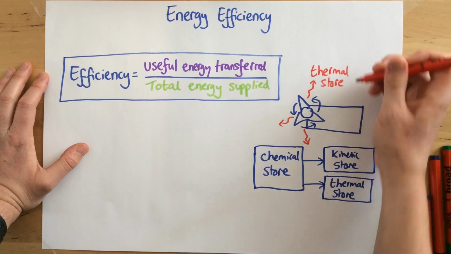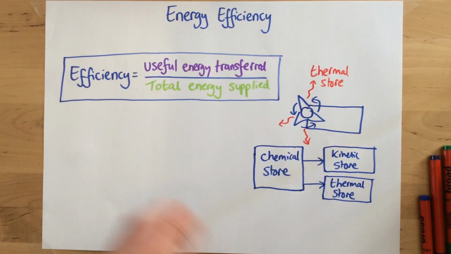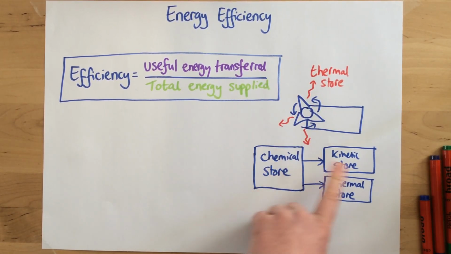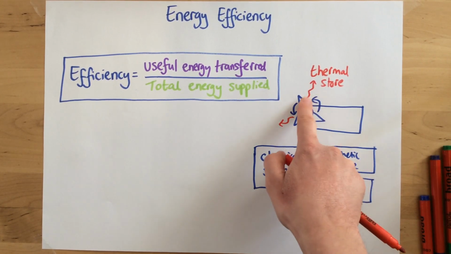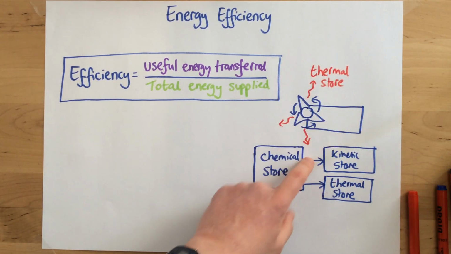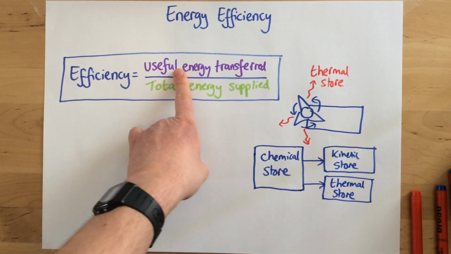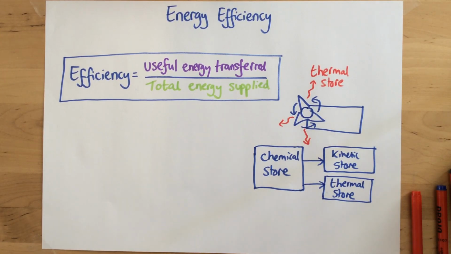Now in this particular context, it's not useful to have energy lost to the thermal store. It would be preferential to have all of that energy converted from the chemical store to the kinetic store. But like I said, whenever we've got these moving parts and these frictional forces, we have energy which is wasted to the thermal store. So now we need to have a look at how this particular example relates to this equation here, because efficiency is the useful energy transferred divided by the total energy supplied. So let's see what that means.